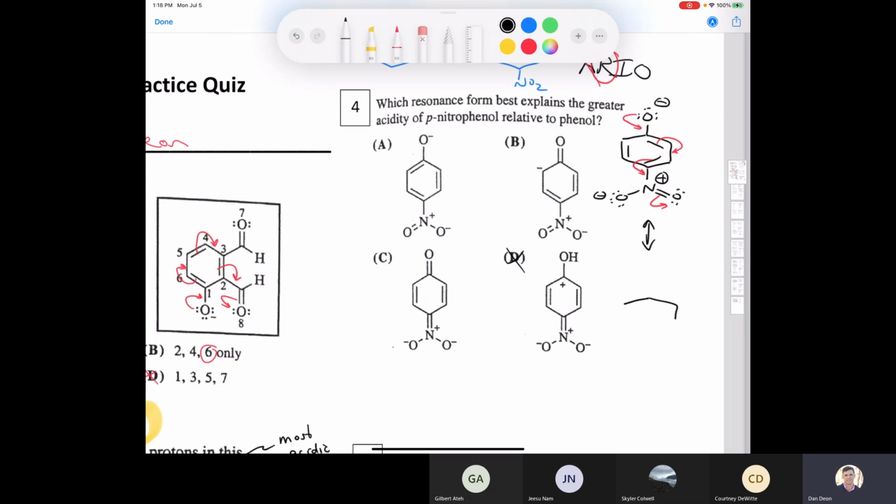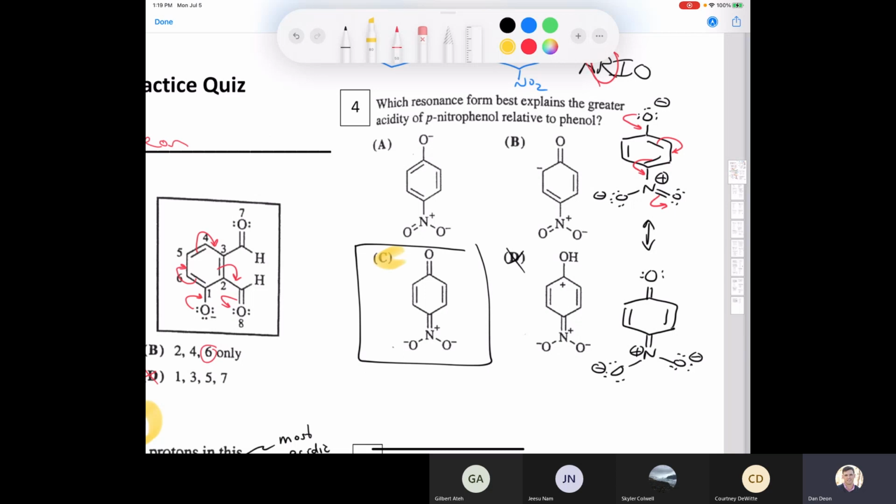We're going to end up with something that looks like this, where we still have a positive charge on our nitrogen, but now both oxygens have a negative charge. And so we've delocalized that negative charge down onto the oxygen. And so the answer must be C, because it actually shows the delocalization of that negative charge down into the nitro group, right? There we go. So the answer is C, right?